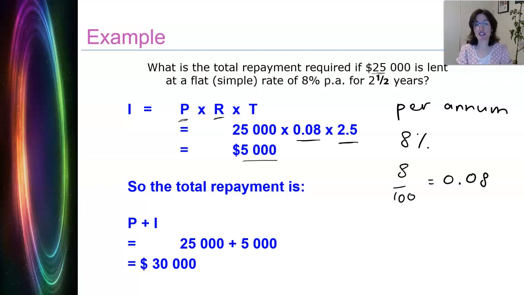But the question said, what's the total repayment required? Which means we initially pay $25,000 for this loan, and we have to pay $5,000 of interest. So together, the standard thing to do is the principal plus the interest to get $30,000.